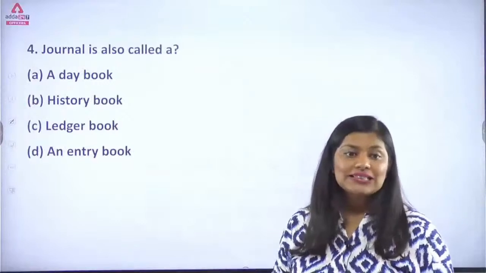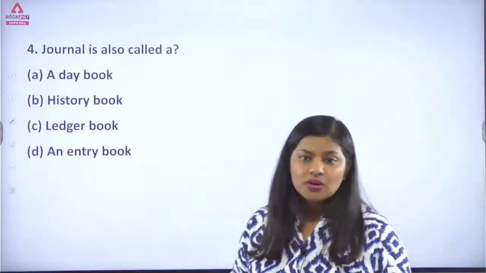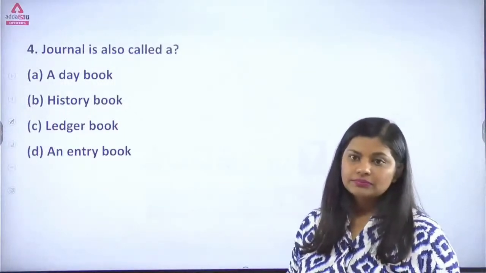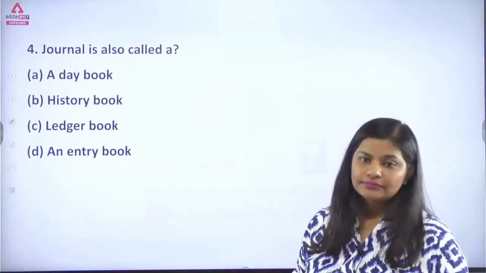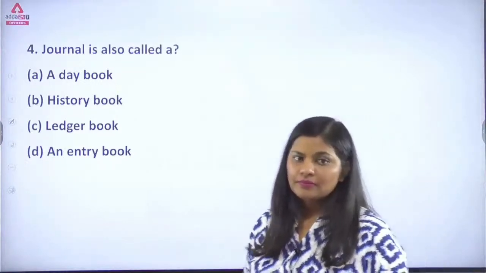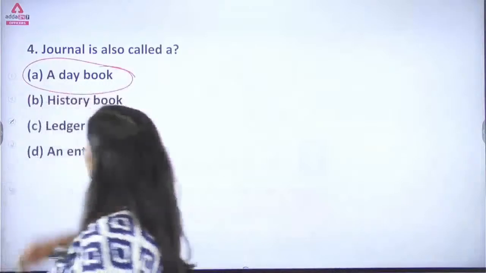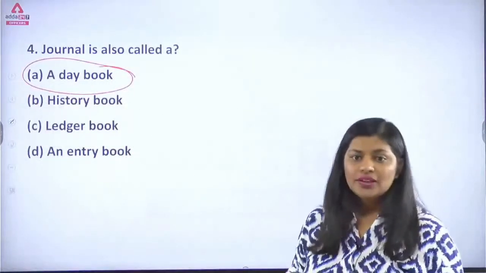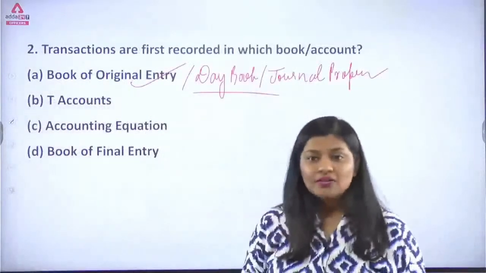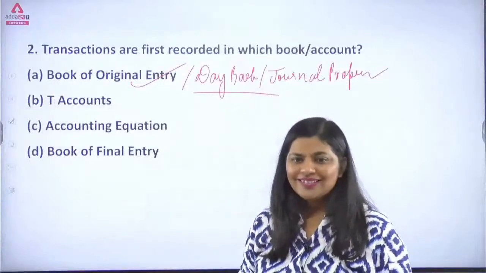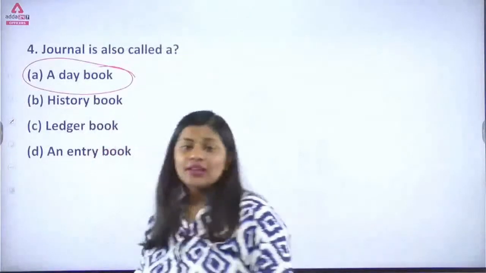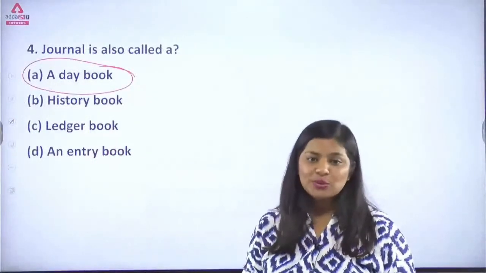Then journal is also called a day book, a history book, ledger book, or an entry book. It is called a day book. Right now only we read that. See? Why is there a confusion? That means we're not paying attention. It's called a day book. It's never called a ledger book.